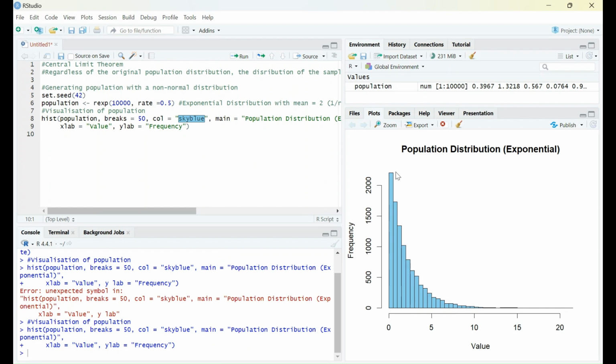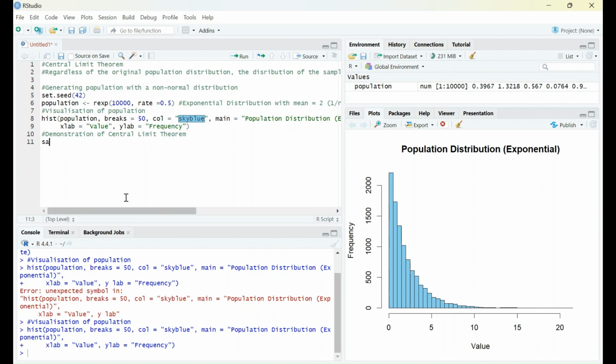Yeah, now see, this distribution is skewed, so this is not a normal distribution, and it's a perfect example to demonstrate the central limit theorem, how the samples drawn from a non-normal distribution approximate a normal distribution. For this, let's create a sample demonstration of central limit theorem.